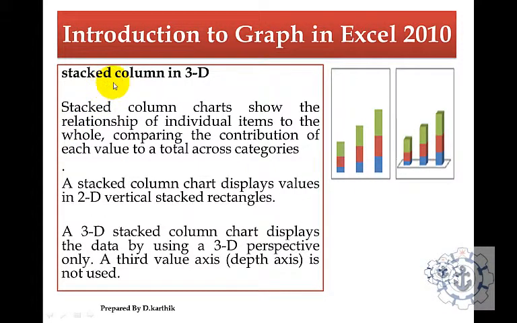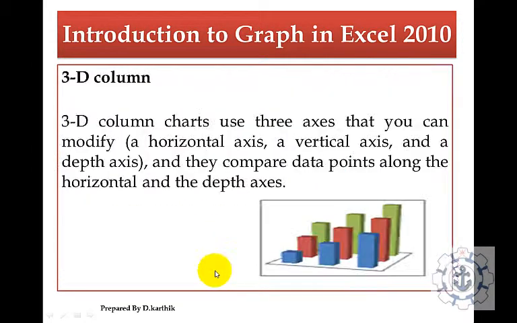And stacked column in 3D. A stacked column chart shows the relationship of individual items to the whole. From the diagram we can see the relationship of individual items to the whole. Compare the contribution of each value to a total across categories. A stacked column chart displays the values in 2D vertical stacked rectangles. But in case of 3D, it uses a three-dimensional perspective. The third value axis, that is depth, is used.